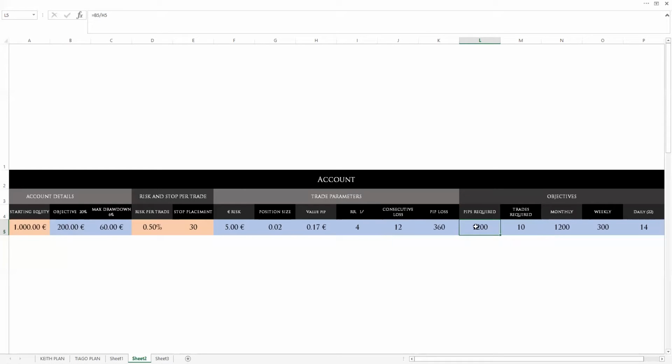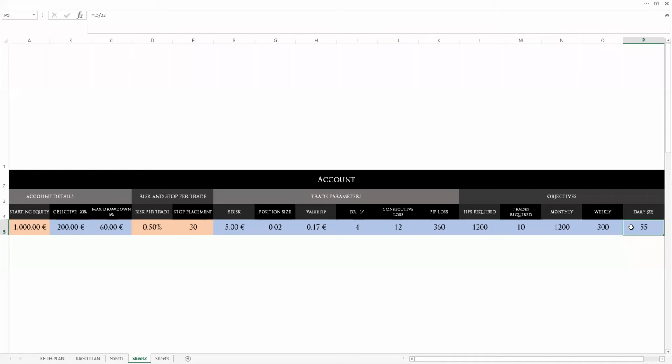So 1,200 pips to make 20%, that would mean in a month I'd need to make 1,200 pips. In a week, I'd need to make 300 pips. And now this is where it gets interesting. Daily, if I was going to divide, I had to correct here. Daily, I need 55 pips.